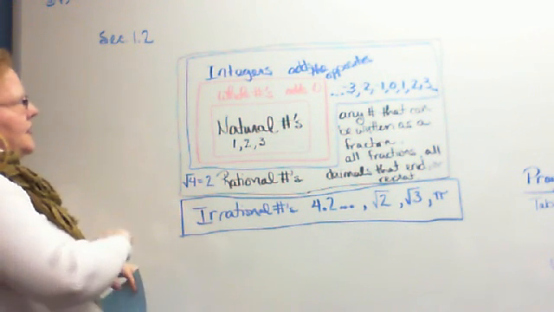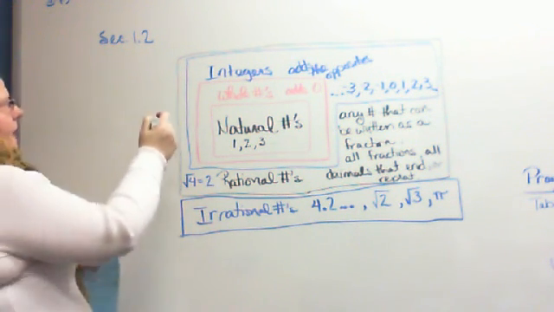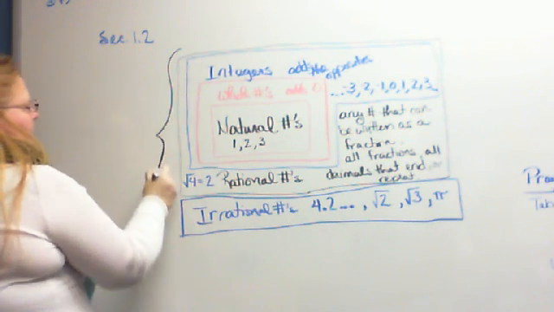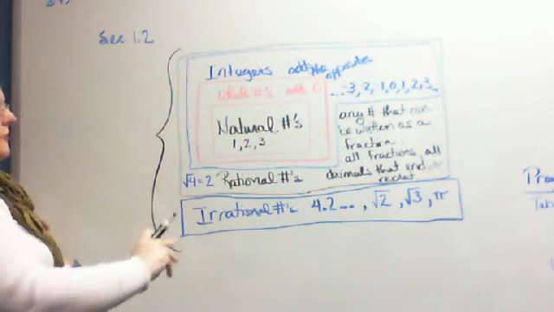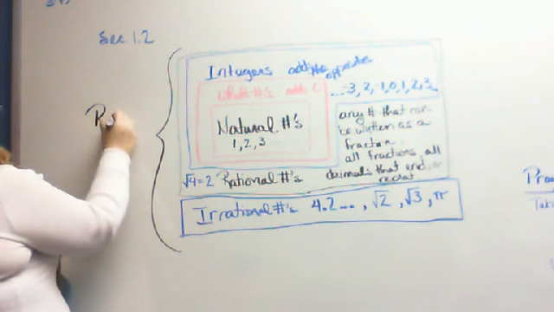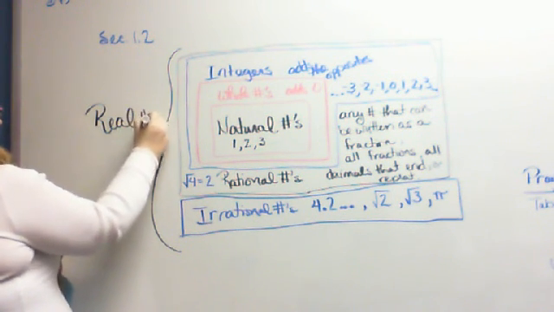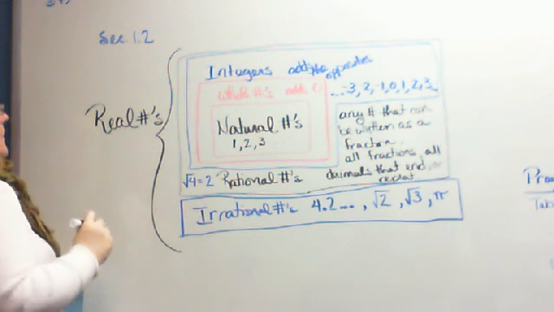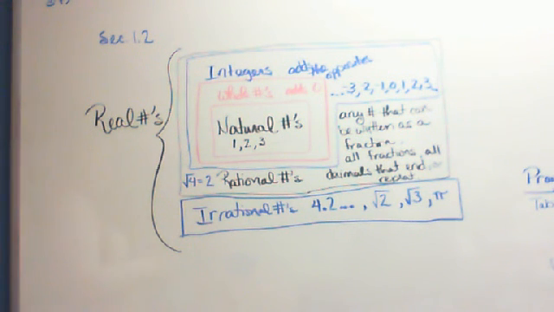So, all of these numbers fall into the same category. Whether it's rational or irrational, all of them are considered real. Now I know you're thinking, then all the numbers in the world are real numbers.